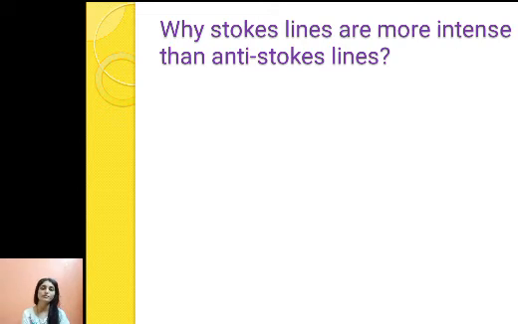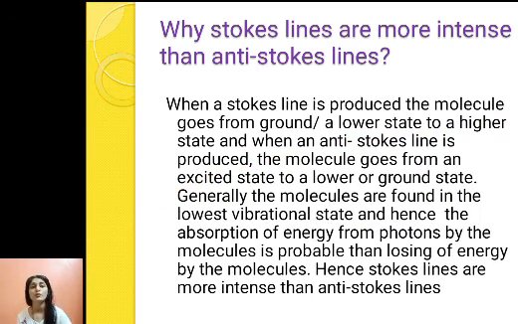Now you must be remembering that in the last lecture, when we studied the characteristics of the Raman effect, I told you that Stokes lines are more intense than anti-Stokes lines. Why is it so? Stokes line is formed when a molecule in the ground state absorbs a photon and goes to the excited state. Whenever a molecule is already in the excited state, it loses energy to the photon, and in that case we get the anti-Stokes line.